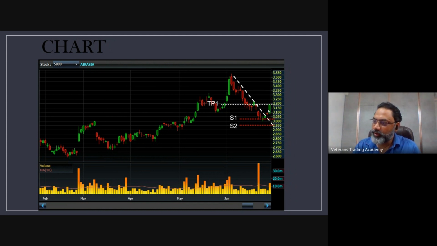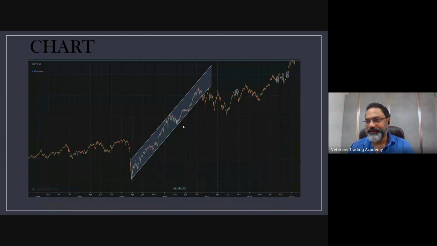Target will be as per the Fibonacci level, which I'll cover in the subsequent session, that is, what are Fibonacci levels, or you can take it as the top of the previous top, which was there. That can also be a target. How to find this target, we'll cover as we cover the Fibonacci series and other technical methods. So this was more about trend lines, support and resistances.